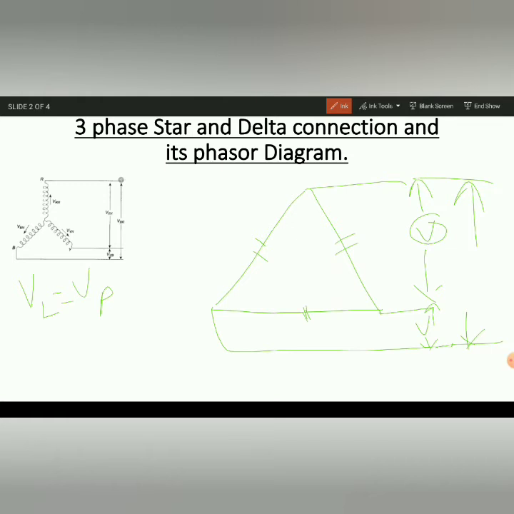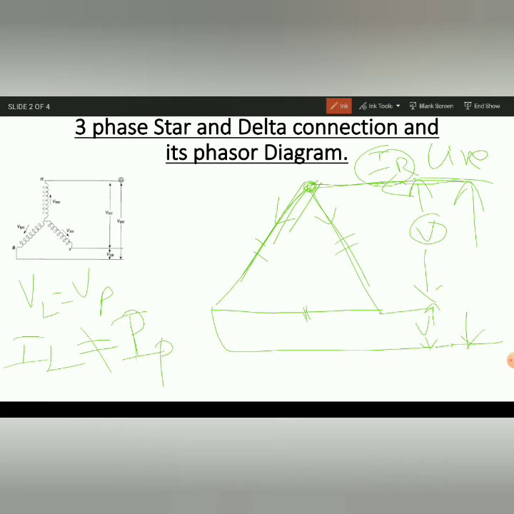Now when we talk about the current, let's say here we have a current IR flowing, that is the line current, and at this particular point it starts to divide. So this is called the line current, and when it goes inside to the phase, it is not the same, it is dividing. So the line current and phase current are not equal. It is opposite to the star connection: there the voltages are different, and here the currents are different. But the relation is the same.